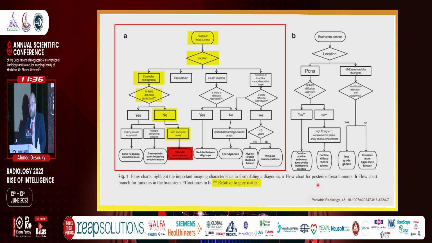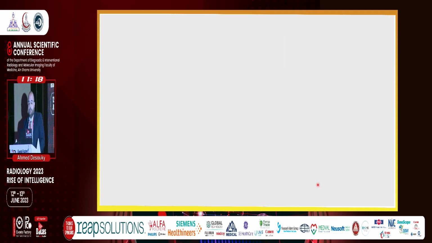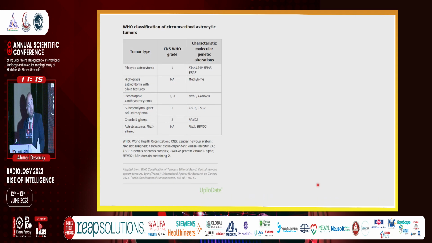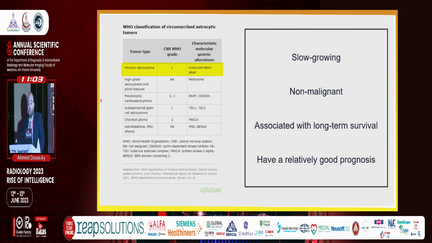Again, I'd like to highlight that these flow charts are for guidance, and they cover mostly the typical cases, the majority of cases, but of course there are exceptions, and we will explore a case of an exception later on in this session. Right, so pilocytic astrocytoma, and we go to the WHO classification of circumscribed astrocytic tumors. The pilocytic astrocytoma is a CNS WHO grade 1, which means that it's a slow-growing, non-malignant tumor, associated with long-term survival and a relatively good prognosis.